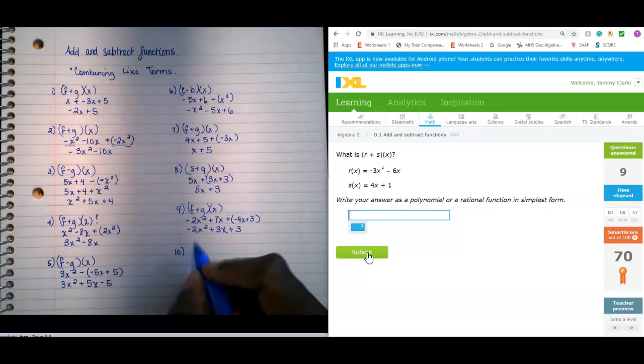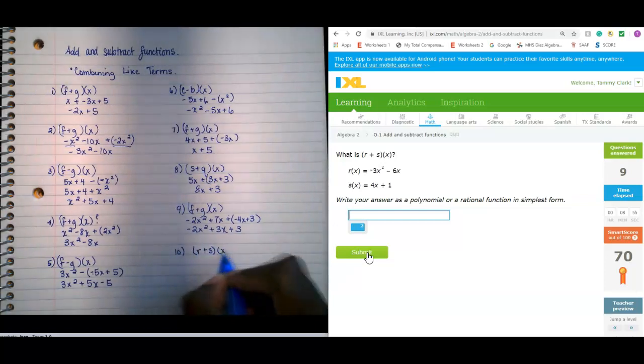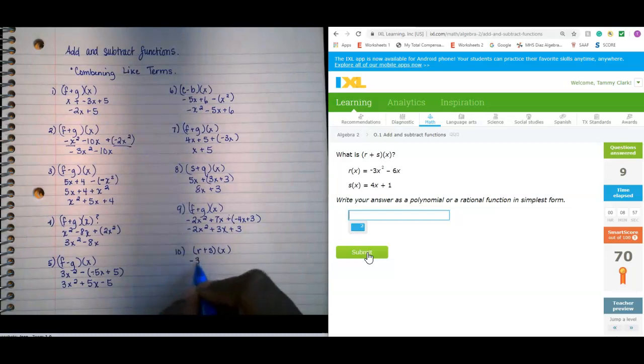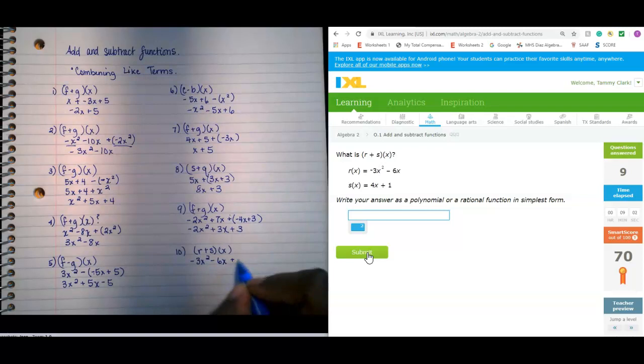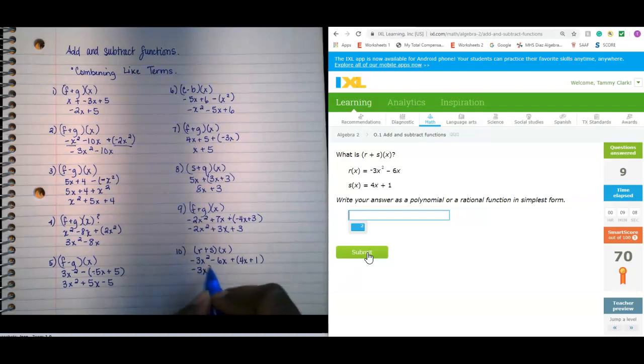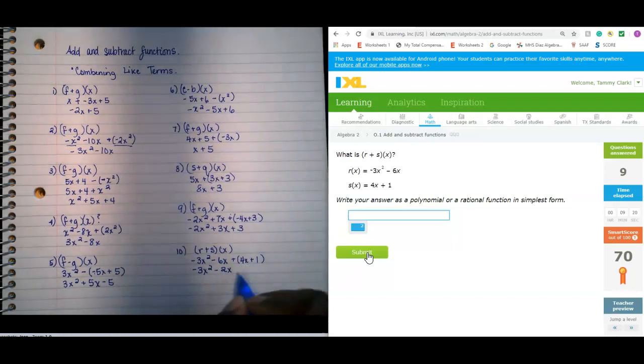So we have, what is r plus s of x? R is negative 3x squared minus 6x, and we're going to add to it 4x plus 1. We have no like term with 3x squared or negative 3x squared, so we keep that. We have negative 6x plus 4x. Well, negative 6 plus 4 is negative 2, so that would be negative 2x, and then no other constant.